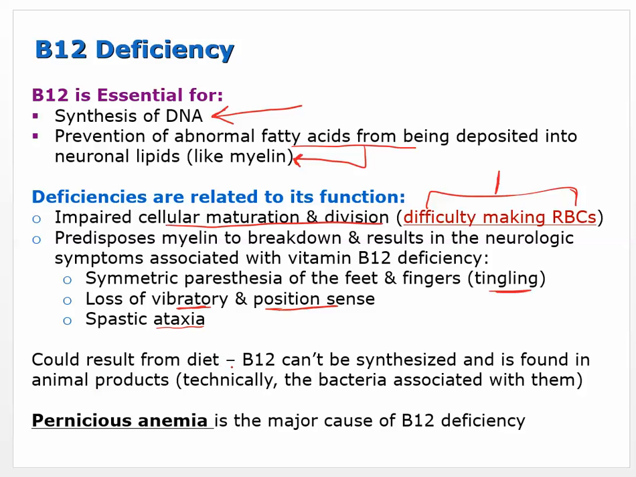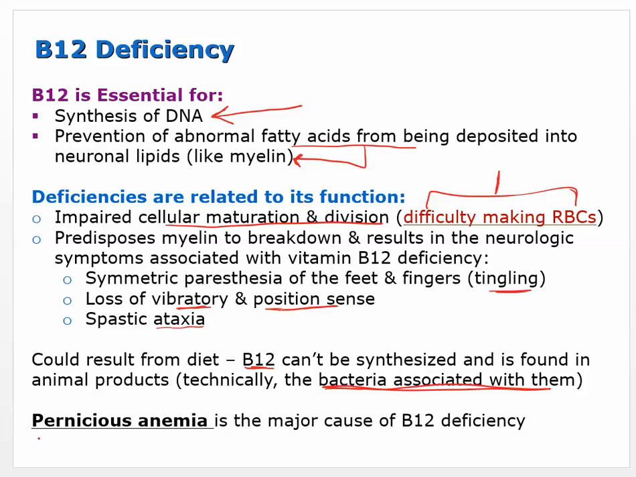Okay, so it could result from the diet, so that means you're just simply not eating enough B12. B12 can't be synthesized and is found in animal products. So most of the B12 we get from animal products. Now it's not the animals that are making it. It's the bacteria that are associated with the animals that are making it. So things like milk and cheese maybe and meat, of course, will have more B12. So it can be a problem for people who are strict vegans, but most of them are aware of it, and you can take supplements and usually be okay.